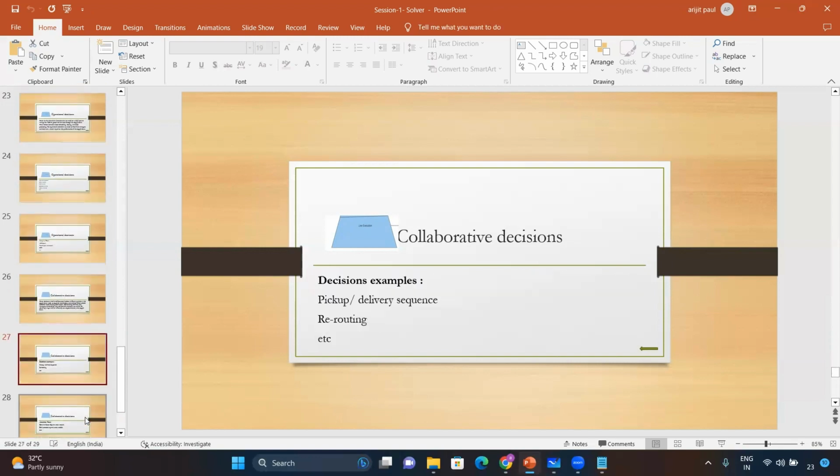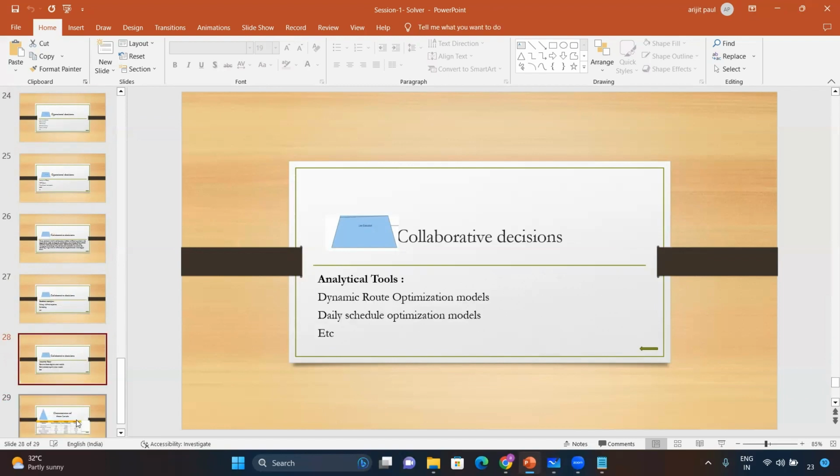And what are the decisions that we can take under collaborative decisions? For example, pickup or delivery sequence, rerouting, etc. And what are the analytical tools to take these collaborative decisions? Dynamic route optimization models, daily scheduling optimization models. So those types of models we can create.